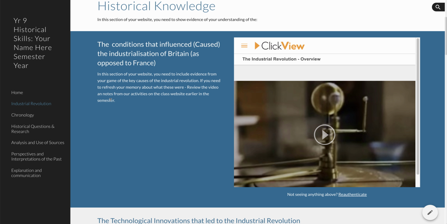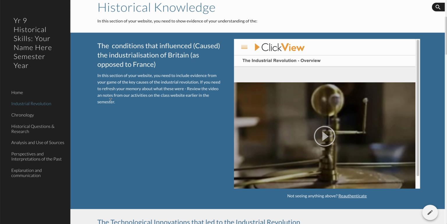What I would like to see in this section is images that you have used as part of your game in order to showcase the conditions that influenced the industrialisation of Britain as opposed to France. If you've identified that this is something that was missing in your game, you are allowed to write a reflective piece that talks about what you would put in there in your next iteration.